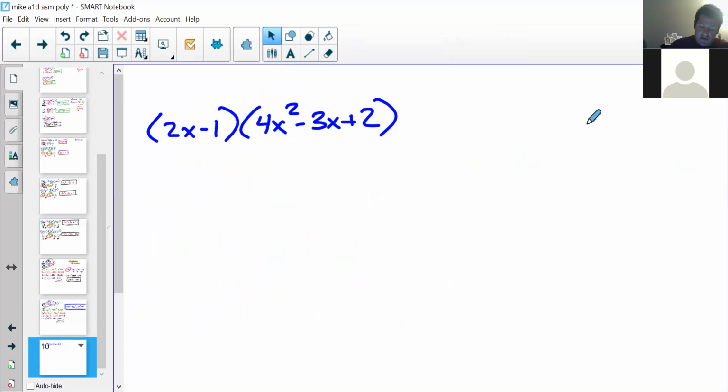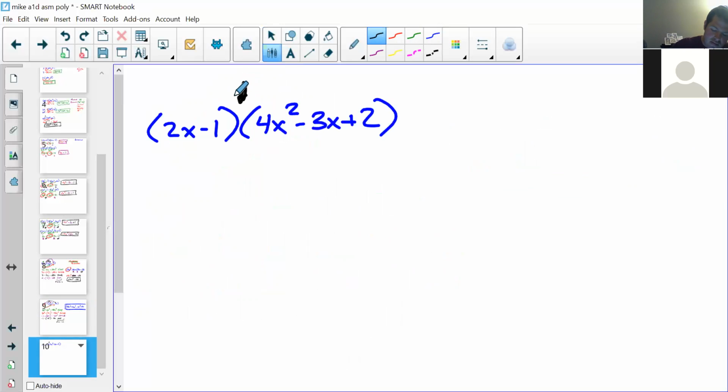One last problem here, and I have 2x minus 1, which is a binomial, and I'm going to multiply it to 4x squared minus 3x plus 2, which is a trinomial. And I know I'm going to multiply here because, again, there's no symbol in between the two parentheses. They're just kind of smushed together there without anything, plus or minus sign, in between them.